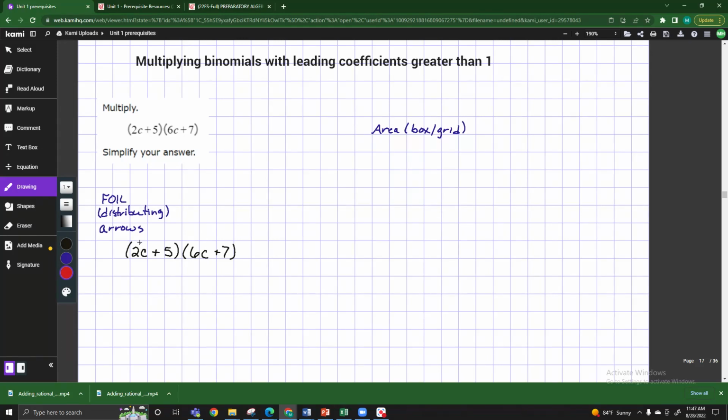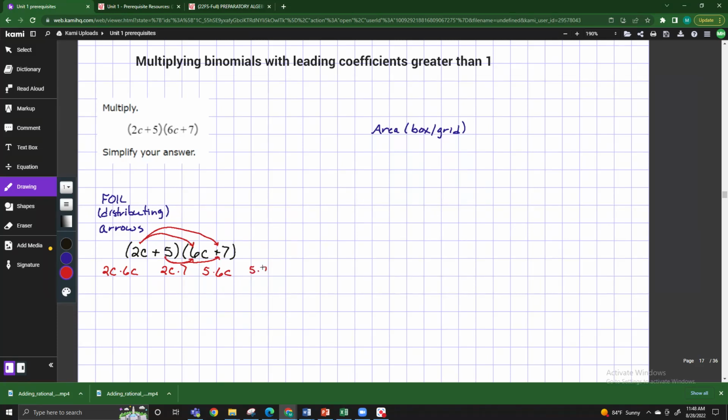When we're doing the arrows, we're starting with the first in both of them. So this is 2c times 6c. The next arrow is going to be 2c times 7. If it was a negative, remember to keep your negatives with it. And then we start doing the bottom ones. So this is a 5 times 6c, and then a 5 times 7.